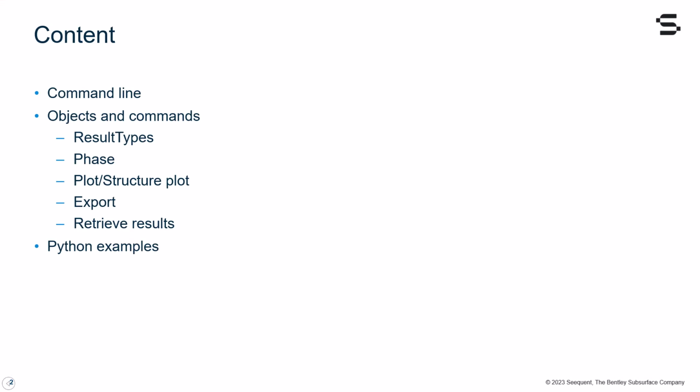In this session, we will check Output's command line, figure out what the objects and commands available are, such as the result types, the face object, the plots, how to use the export command, and most importantly, how to retrieve results via the command line. Finally, at the end of the session, we will see a couple of examples in which automation makes our workflow more efficient.